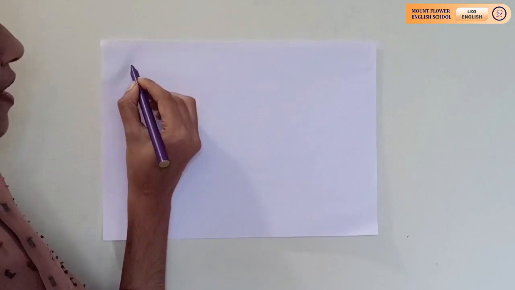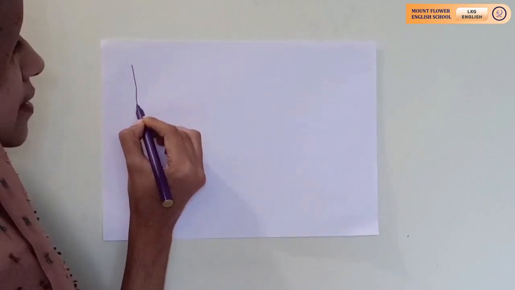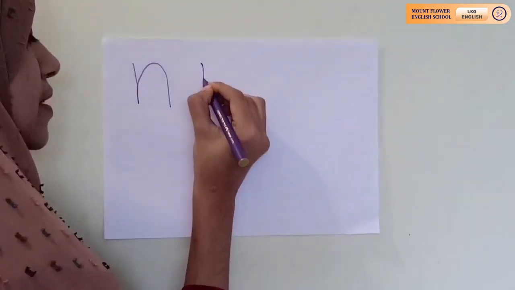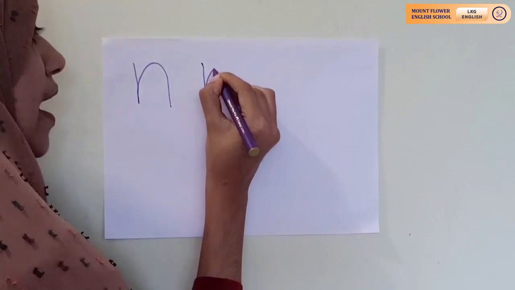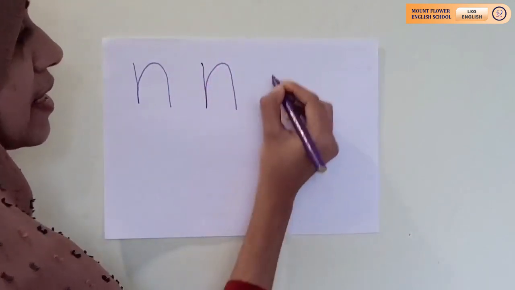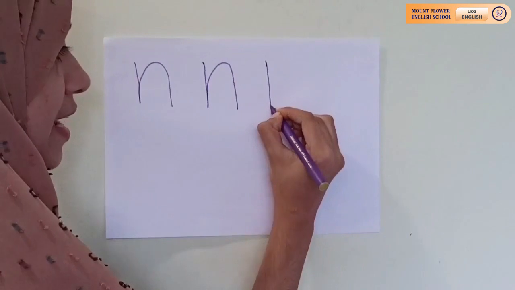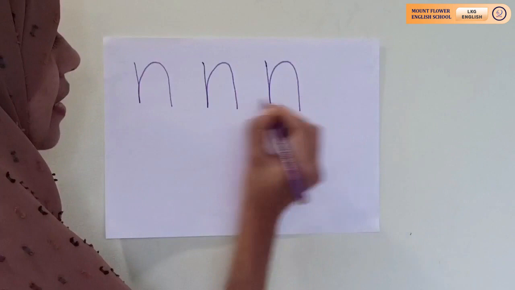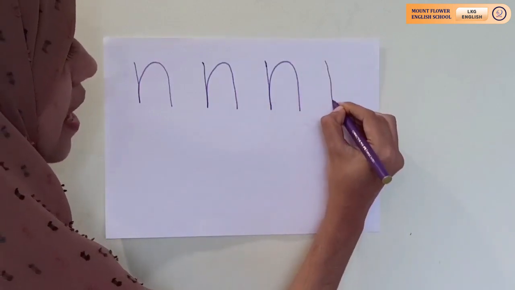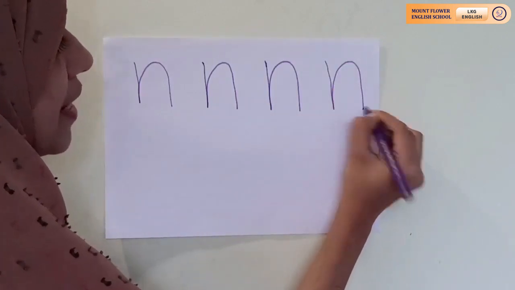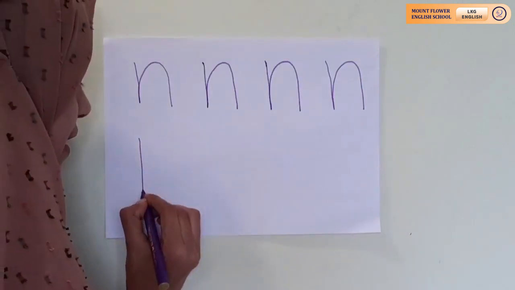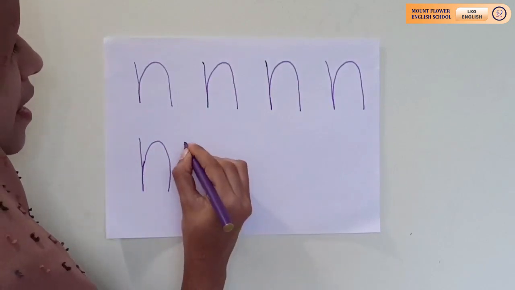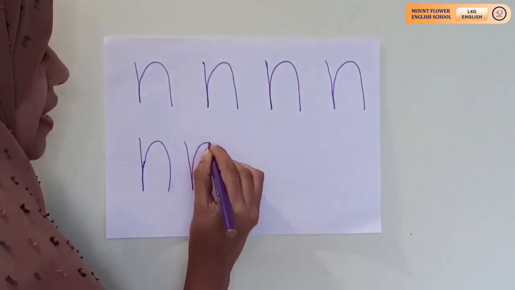To write small letter N, standing line and a curve down. Letter N. Standing line and a curve down. Small letter N. Standing line and a curve down.